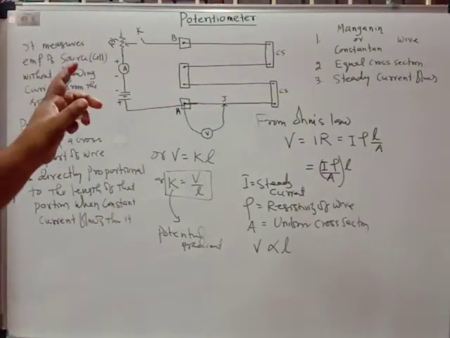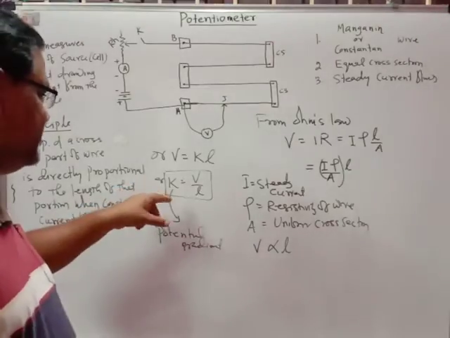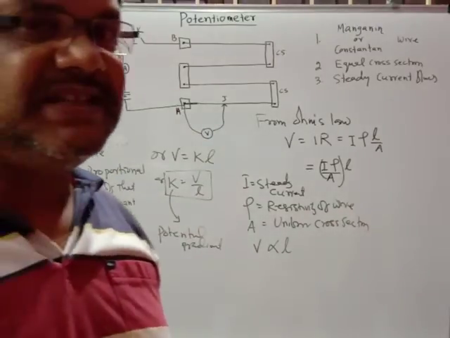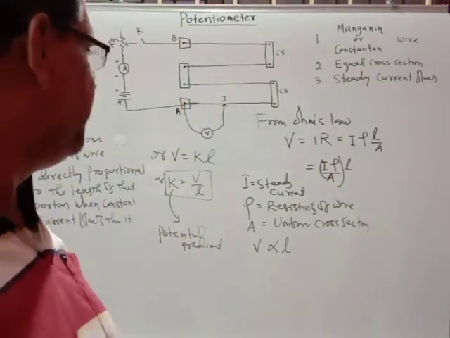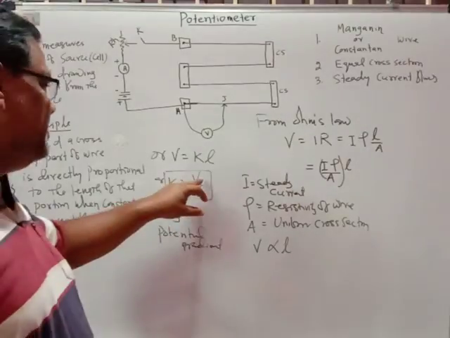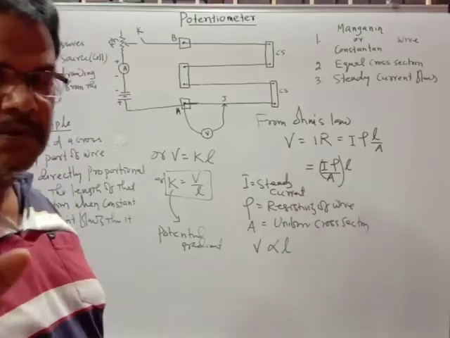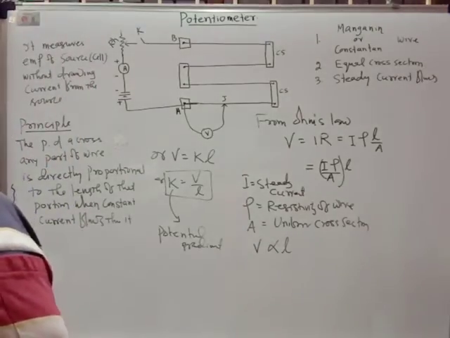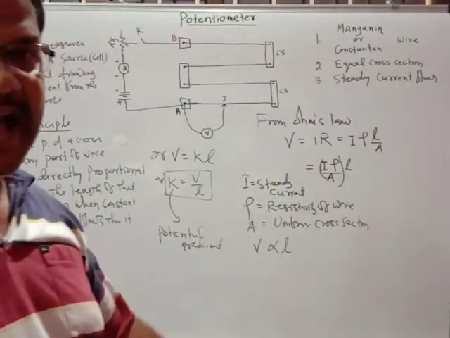So the potentiometer is used to measure the potential difference. How will the potentiometer be more sensitive? Sensitive means it can measure a very small potential difference. A small potential difference can be measured if the potential gradient is small. The potentiometer will be more and more sensitive if the potential gradient is very small, and that is possible if the length is very large.